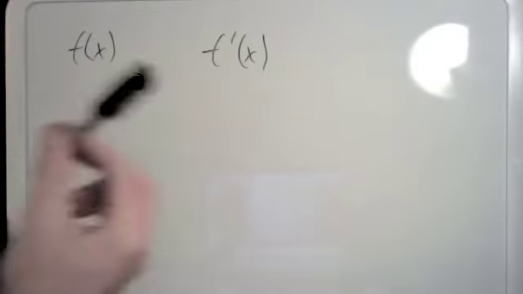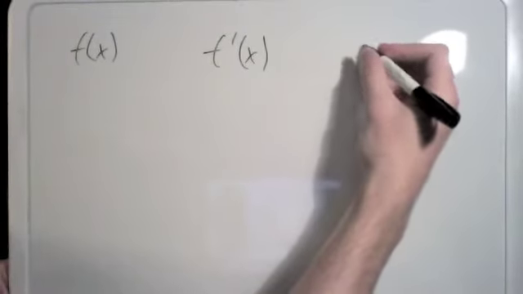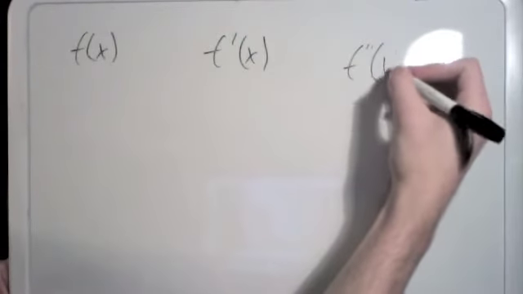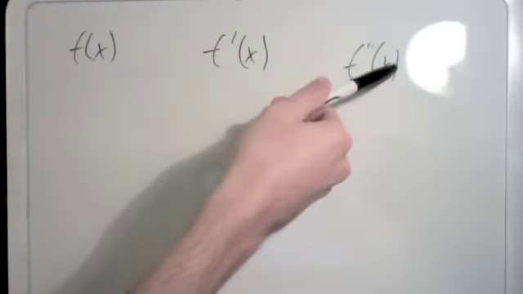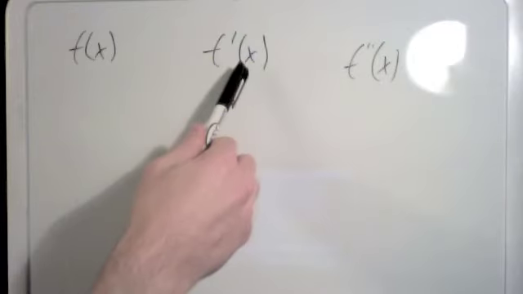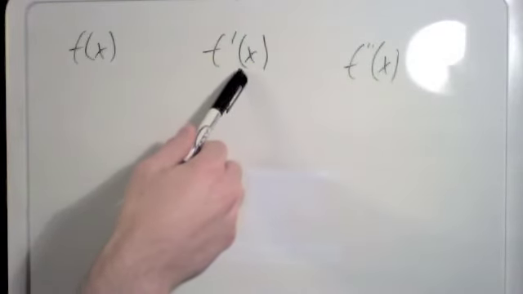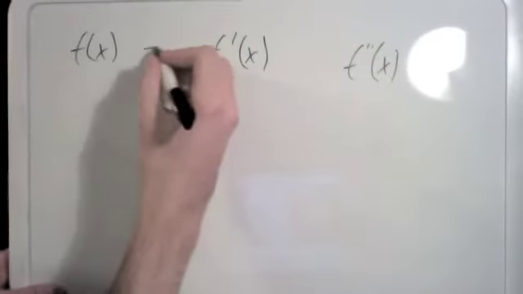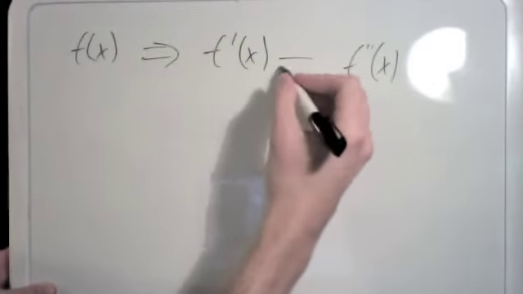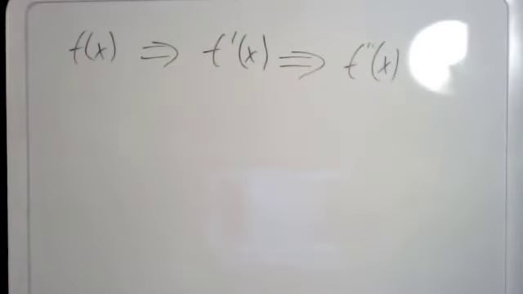Now what we're going to talk about is something called the second derivative, and that's going to be f double prime of x. And this second derivative is just the derivative of the first derivative. So you derive once, you derive twice, and you get f double prime of x.